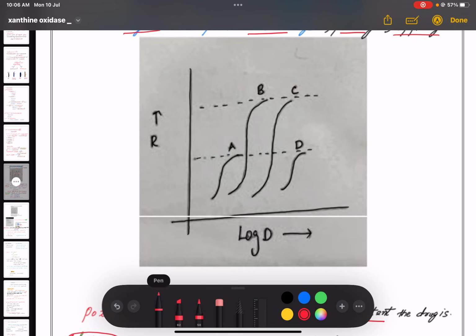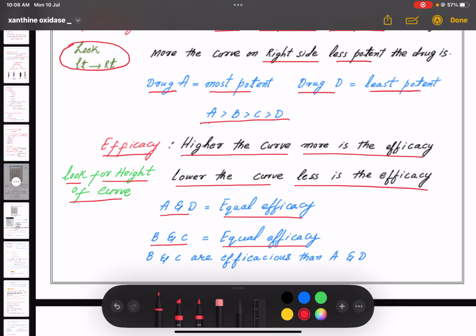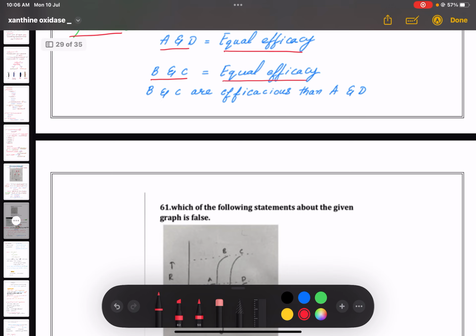As you can see, A and D have equal efficacy. Why? Because they have equal height. B and C also have equal efficacy because they have equal height. But B and C are more efficacious than A and D because B and C have more height than A and D. I hope this is clear. As I have written here, B and C are more efficacious than A and D.